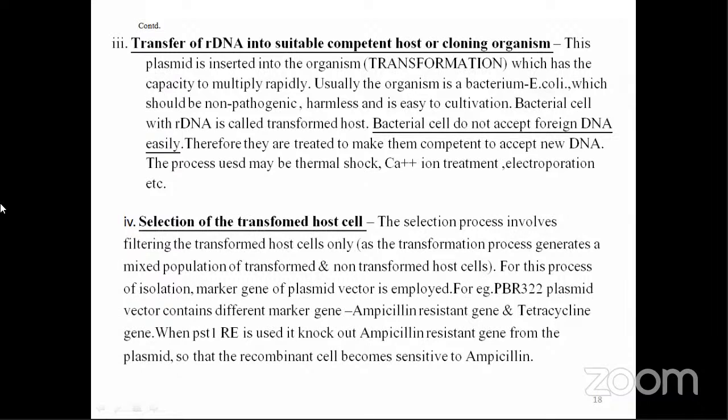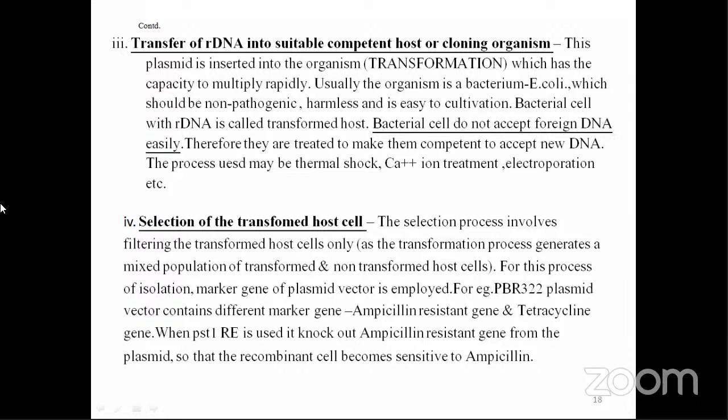Okay, but you see, all the bacterial cells will not accept this foreign DNA easily. So for that, these bacterial cells are treated. The processes used for the treatment are thermal shock, calcium ion treatment, or electroporation, etc. So these bacteria may not accept it immediately, but they are given some treatment so that they accept this foreign DNA easily.